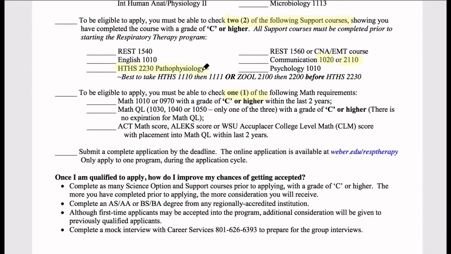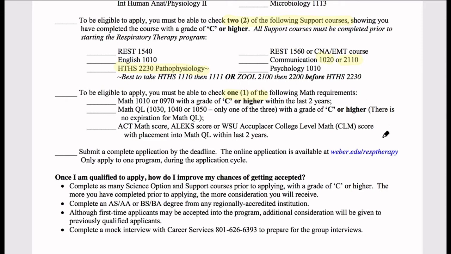Pathophysiology, you want to take 3rd, meaning after you've taken anatomy and physiology, because pathophysiology is diseases of the body. So you need to know the body and how it functions before diseases of the body. You also need psychology 1010, and that's the support courses.